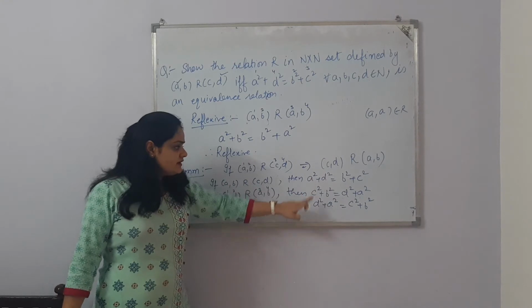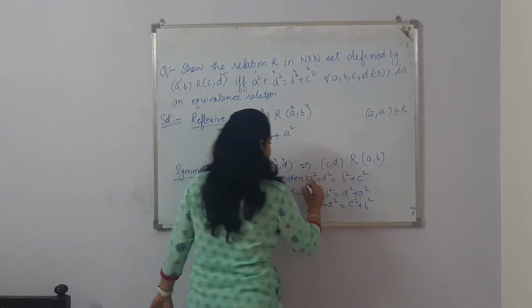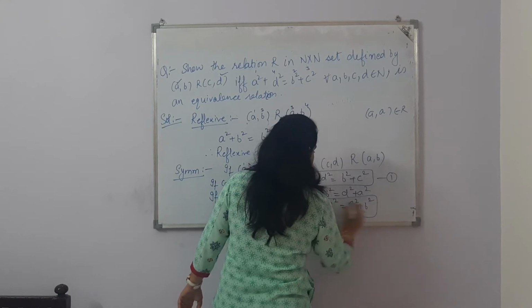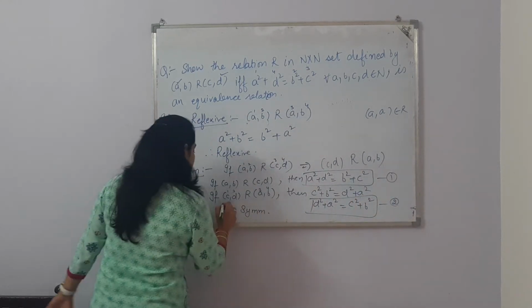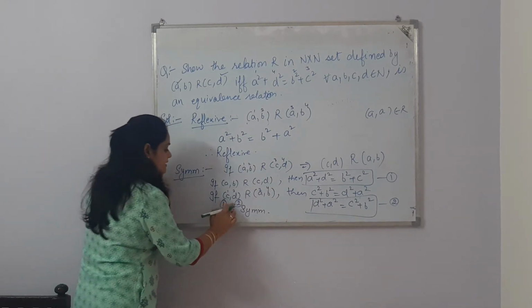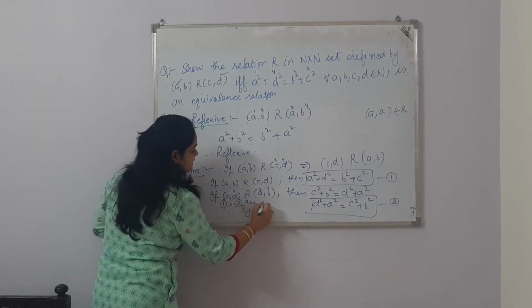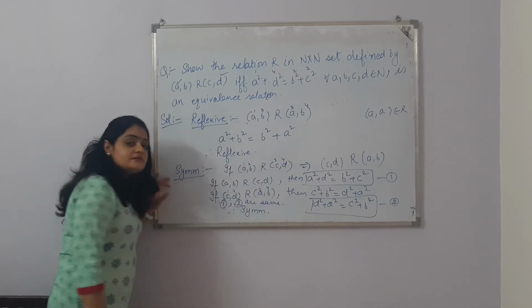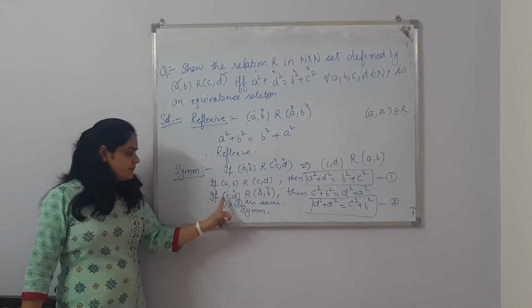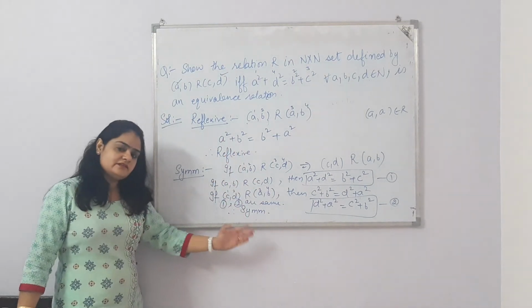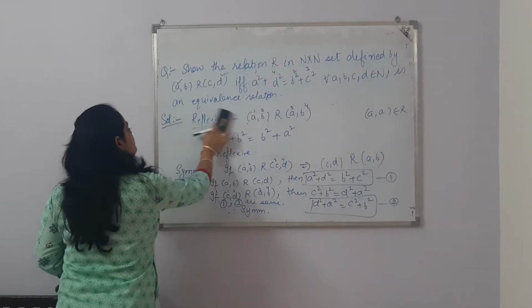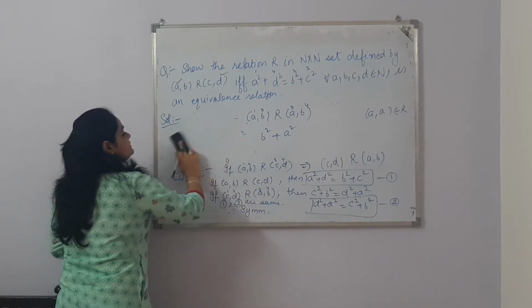So if the relations are the same, this is your first condition, this is your second condition. 1 is equal to 2. 1 and 2 are the same. Hence symmetric. So A is related with B, B is related with A. Conditions are the same, then it is symmetric. Now let's do the last part, which is transitive.